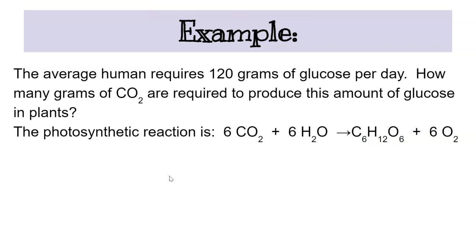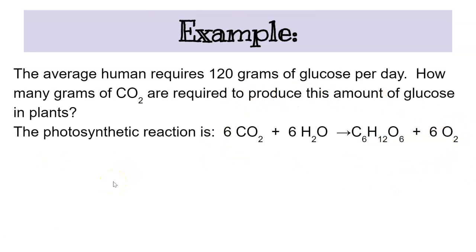It says the average human requires 120 grams of glucose per day. That's C6H12O6. How many grams of CO2 are required to produce this amount of glucose in plants? The photosynthetic reaction is 6 carbon dioxide plus 6 water will yield 1 glucose plus 6 oxygen gas. And that is your balanced equation. We're probably going to have to use mole ratios here. So remember, when we're doing mole ratios, we're just using the coefficients.